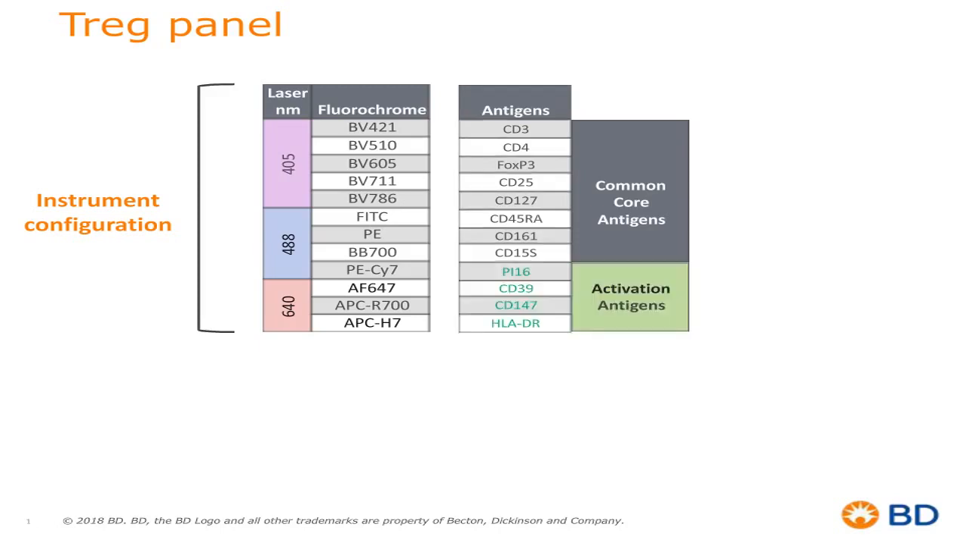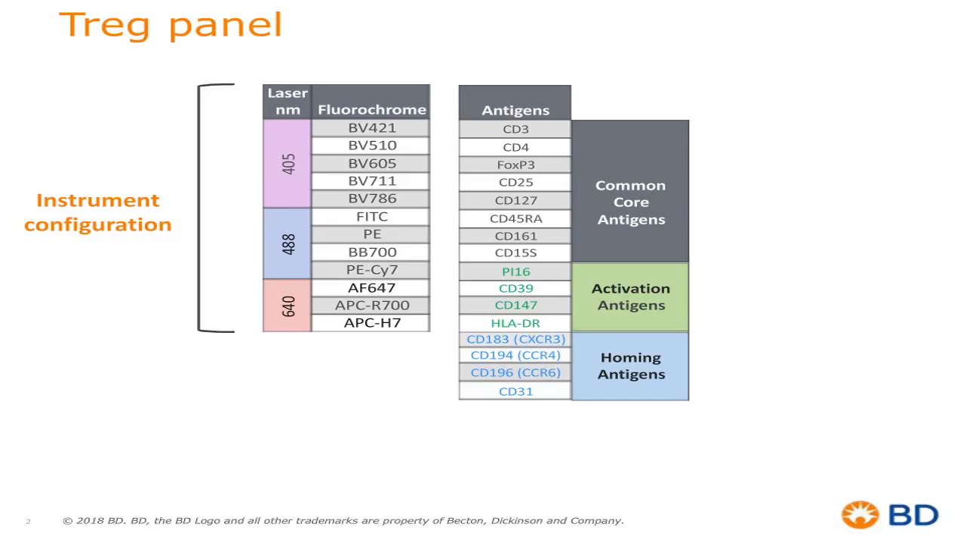But I also want to look at activation of the T regulatory cells. To look at activation, from the literature and other sources, we know there's a number of markers that we would want to include, such as PI6 and CD39 and CD147 and HLA-DR, all markers that are known to identify the activation state of different T cell subsets and T regulatory cells.